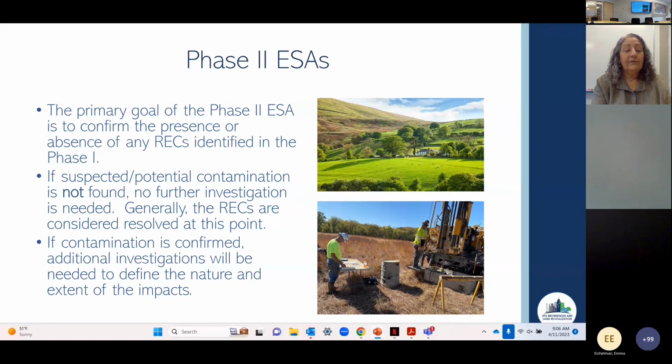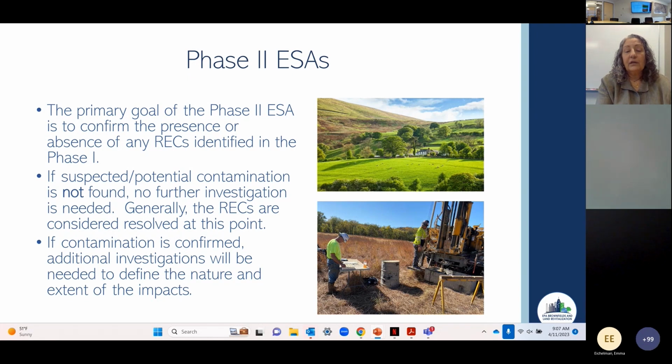If you're pretty certain that contamination is there based on the history of the site and the findings of the phase 1, then it may be appropriate to do a relatively extensive phase 2 site assessment that would answer those questions. But in most cases, that is not the approach.